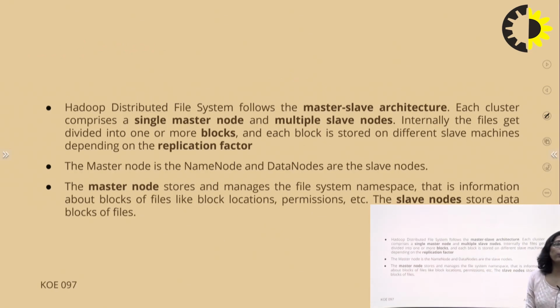So, Hadoop distributed file systems follow a master-slave architecture, with each cluster comprising a single master node and multiple slave nodes. Also, we are dividing the data into blocks and each block is saved into a set of slave machines which are known as data nodes, and they are also replicated. So, if my replication factor is 3, by default the replication factor in Hadoop is 3, my data will be replicated into 3 nodes. Whereas the master node stores and manages the file system namespace, the slave node stores the data.